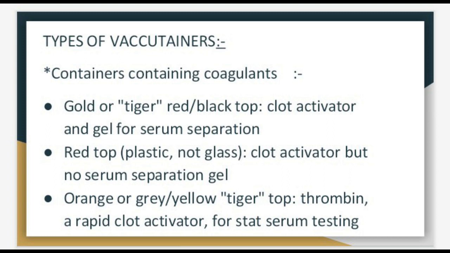The next one is the red top. Either a plastic or not glass vacutainer tube. It is a clot activator but has no serum separation gel. The next one is the orange or grey or yellow tiger top vacutainer. It contains thrombin, which is a rapid clot activator, and it is mainly used for stat serum testing.